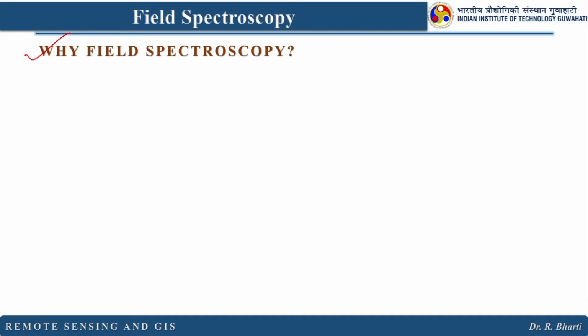So what advantages do we have when we are involved in field spectroscopy? That's why I have put this question, why field spectroscopy? It provides you full control of the acquisition process. So you have full control of the instrument, you know whether it is working well or not, what is the weather condition, what is the time when you want to measure, what is the object which you are trying to look at, because you can adjust the height and the field of view, right?